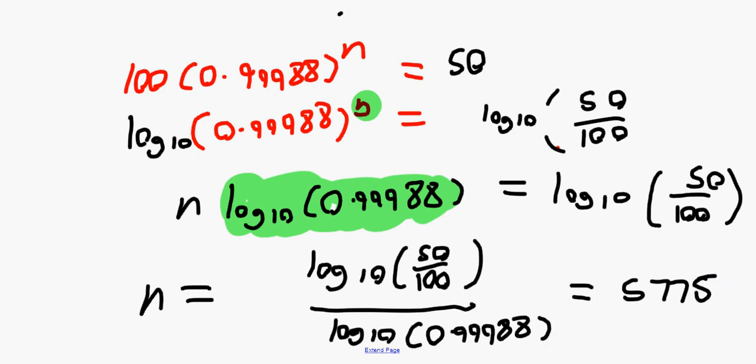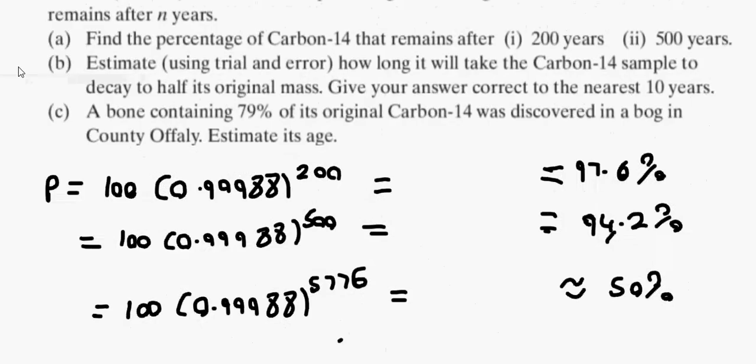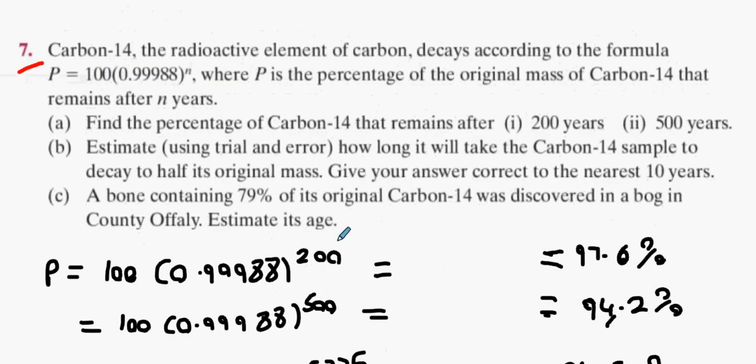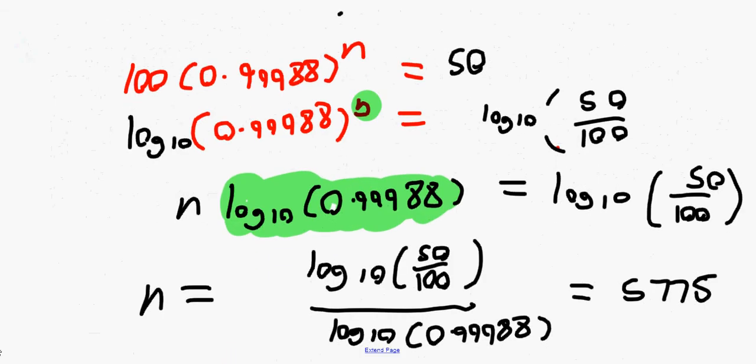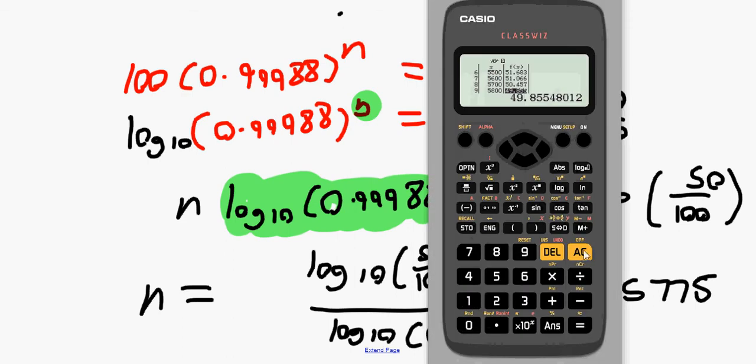Now, what's the next question after that? A bone containing 79% of its original carbon-14 was discovered in a bog in County Offaly. Estimate its age. We now have the power of logs. Do we even have to estimate its age, or can we find it directly? Now, it does say estimate, so I'd go back to my table function, and I'm looking for 78, haven't I? So let's go back for a second. Let's start at 3,000. Let's end at 5,000. Let's go up in steps of 100. I'm looking for it to be 78.